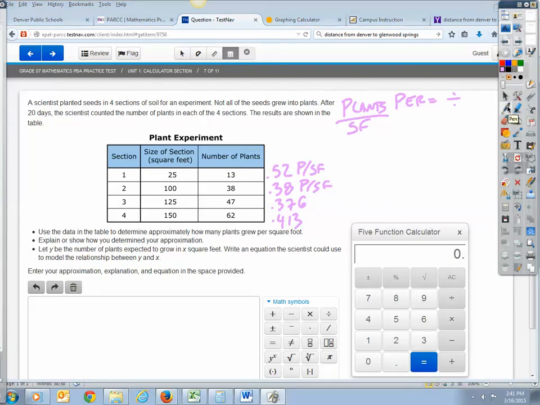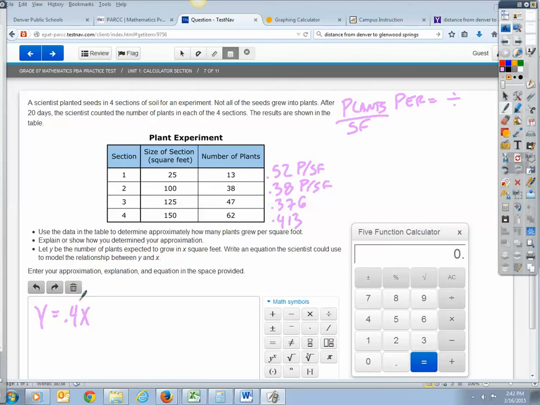So I can safely assume that my number of plants, y, is going to equal 0.4 times my square feet. And so I'm saying that for every square foot, we're going to have approximately 0.4 of a plant. Now, obviously, you can't have 0.4 of a plant, but we're talking about on average.